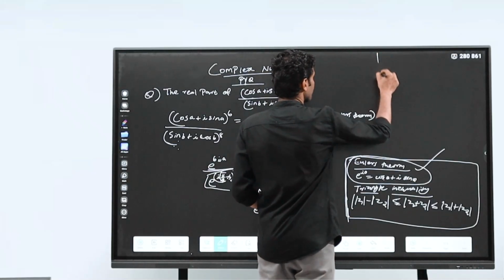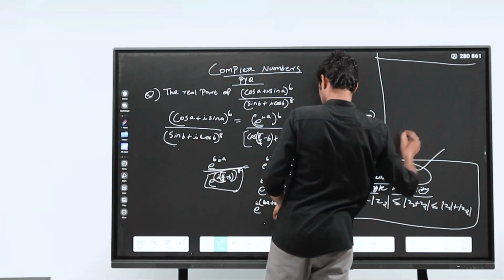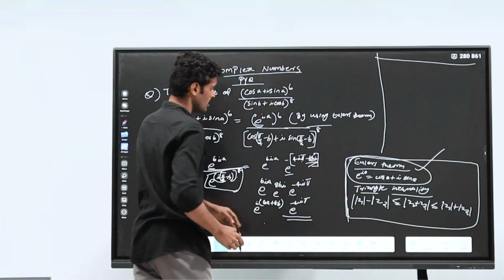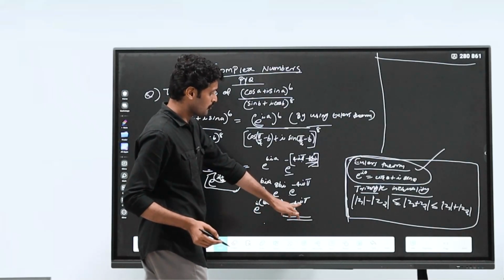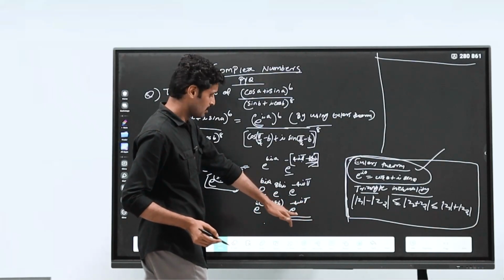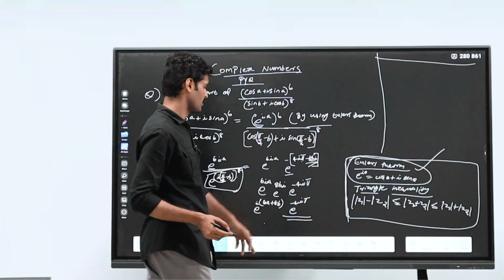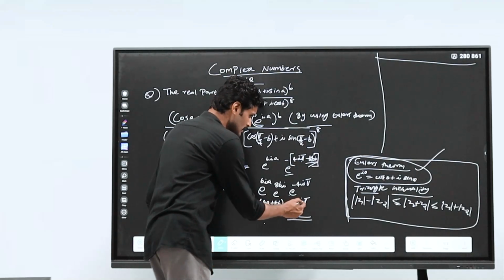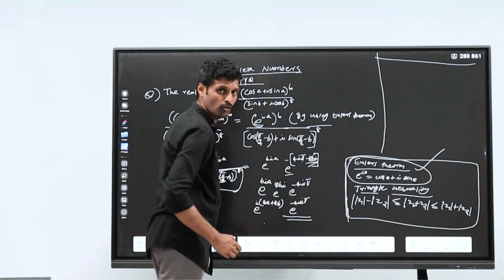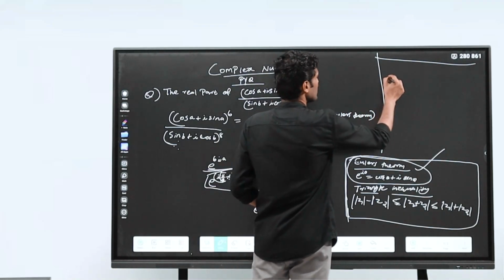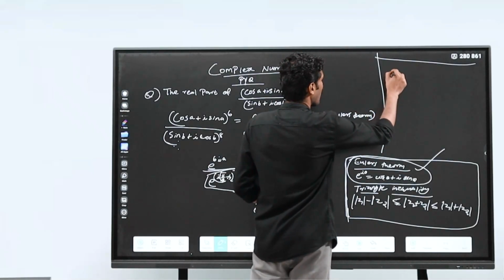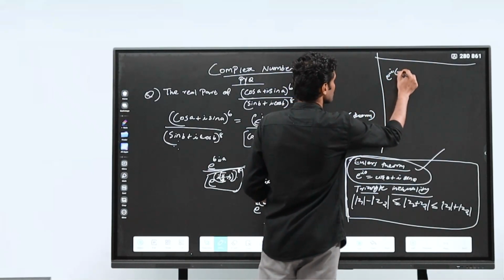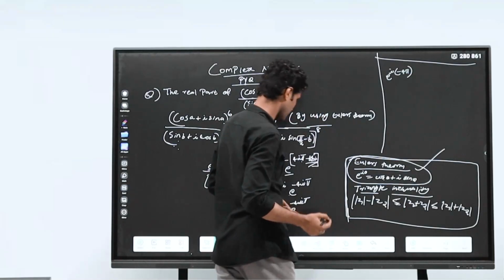To find the value of e raised to minus 4i pi, we can use Euler's theorem again. What is e raised to i theta? Here it is i, here theta is minus 4 pi. So e raised to i theta means e raised to minus 4 i pi.